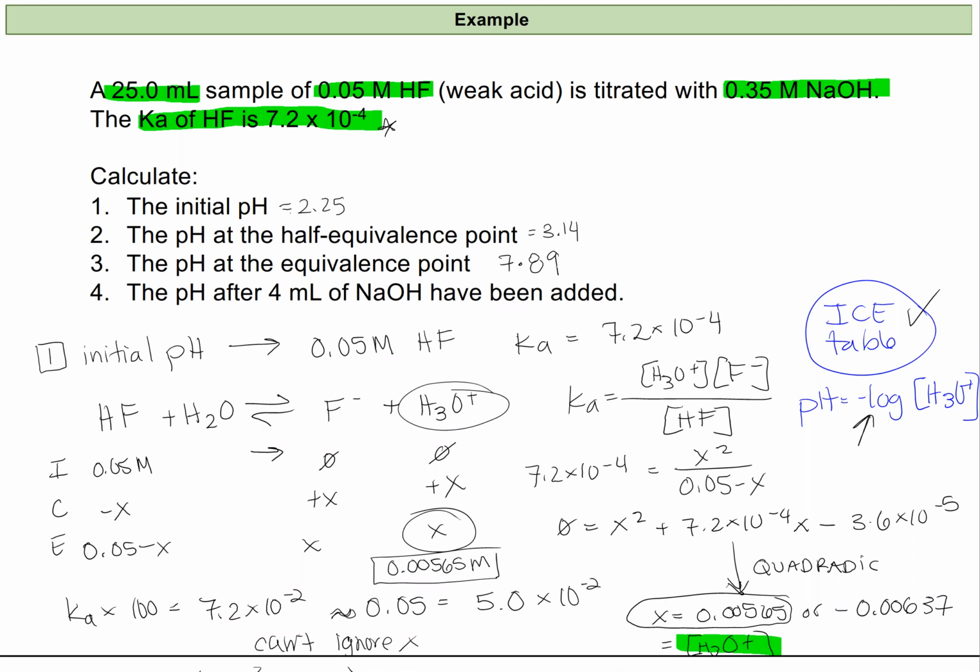So now we can look at the pH after 4 milliliters of sodium hydroxide has been added. So let's look at now number 4.